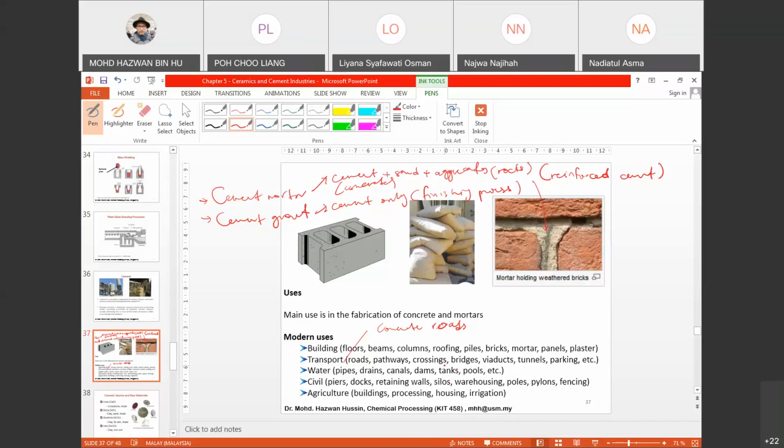Other than that, concrete is also used for pipes, drainage, canals, dams, tanks, pools, and etc. For civil uses, it is used to build piers, docks, retaining walls, silos, warehouses, and others. And also in agriculture, where it is used for building, processing, housing, and also irrigation. Irrigation means saliran.